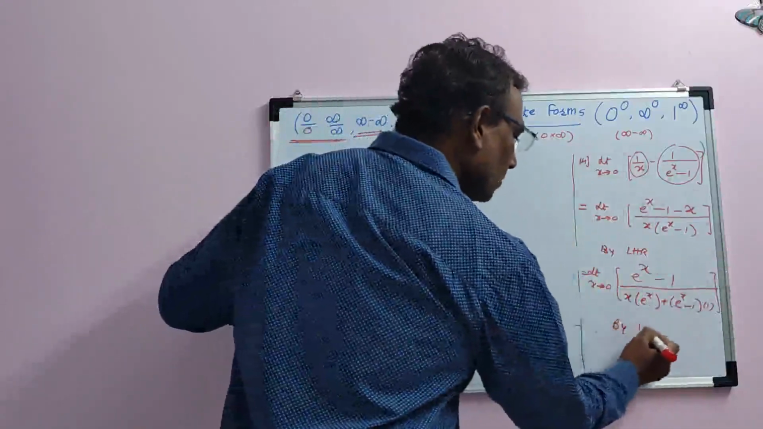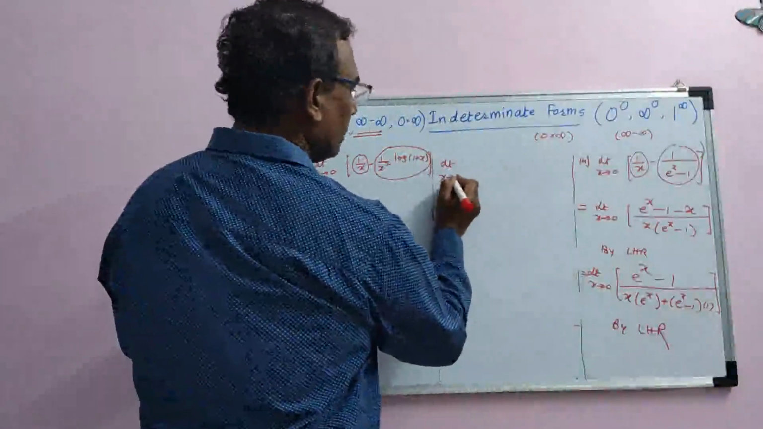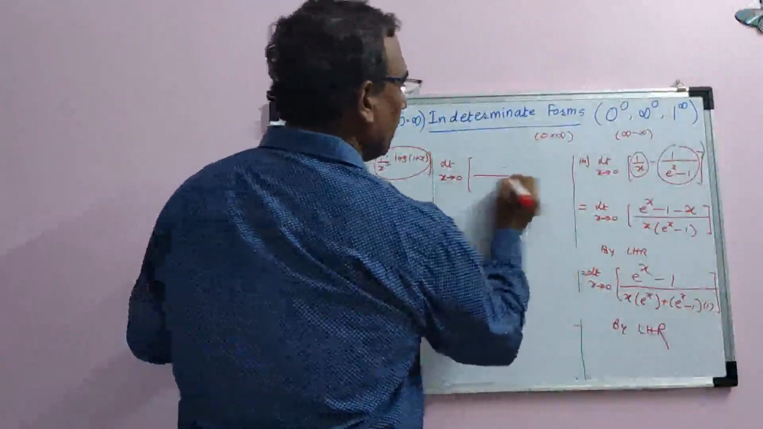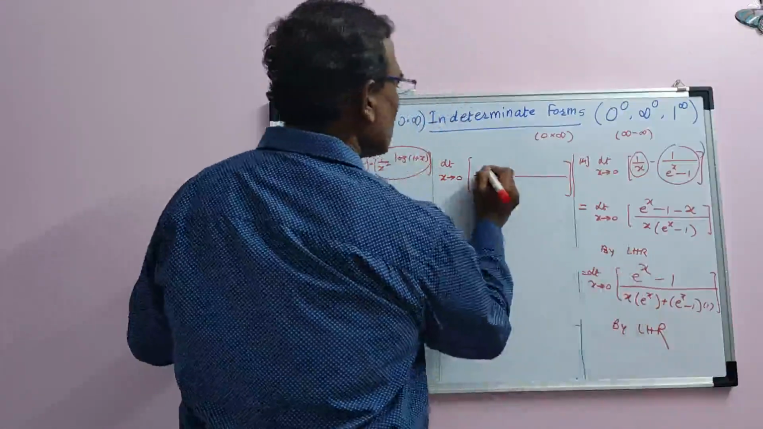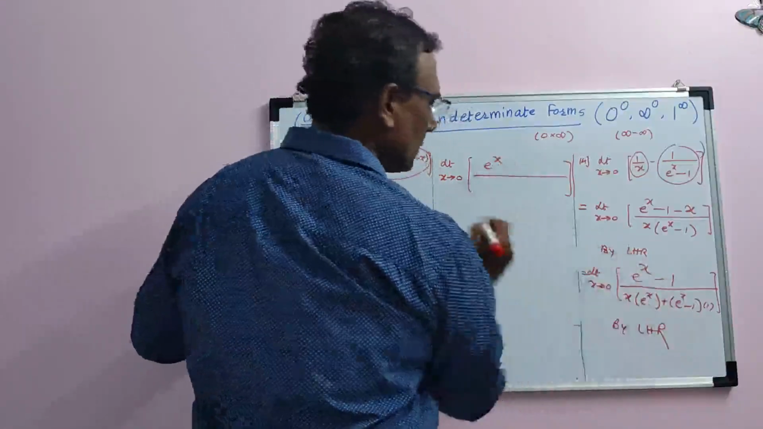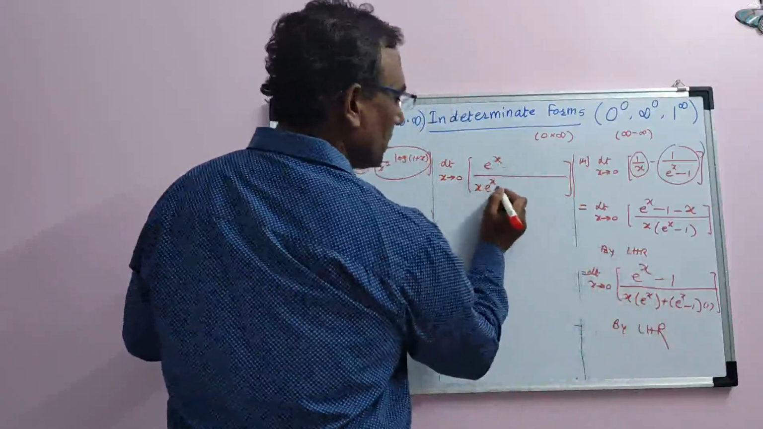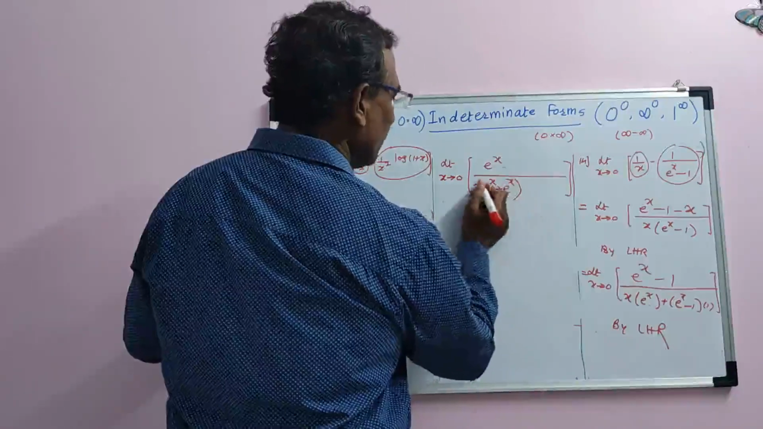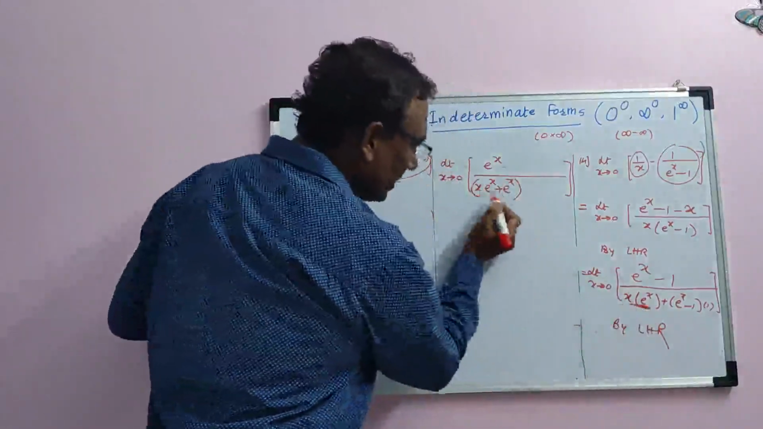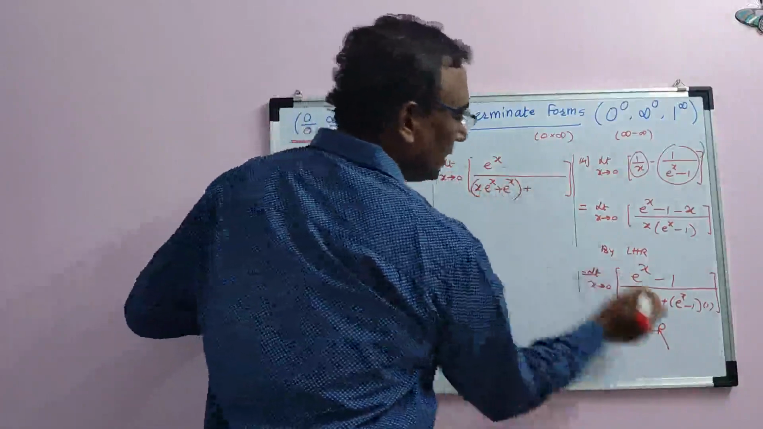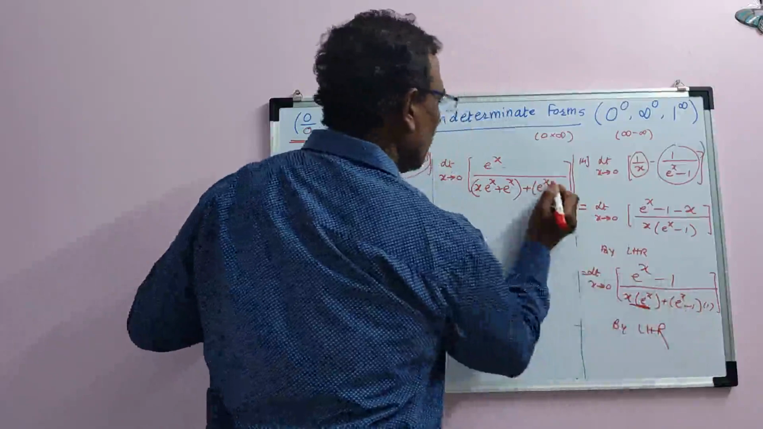Again by L'Hospital rule, limit x tends to 0. Apply L'Hospital rule again. Derivative of e raised to x is e raised to x, derivative of minus 1 is 0. Apply product rule here. x e raised to x plus e raised to x, and derivative of x is 1. Okay. Derivative of x e raised to x I have written in the bracket, plus derivative of e raised to x same, and derivative of minus 1 is 0.